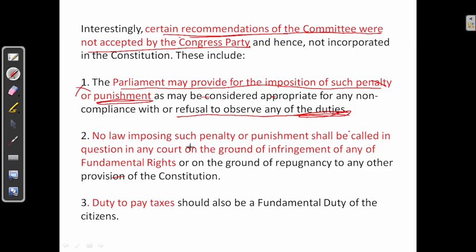Next, no law imposing such penalty or punishment shall be called in question in any court on the ground of infringement of any of the fundamental rights or on grounds of repugnancy to any other provisions of the Constitution. This was also not accepted by the Congress. Duty to pay taxes should be a fundamental duty. This was also not accepted by the Congress.